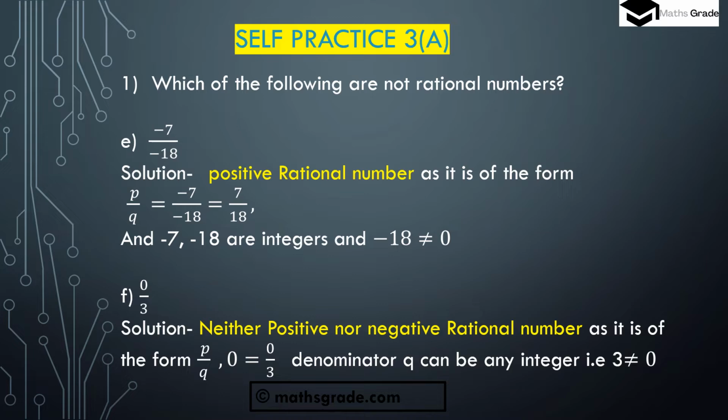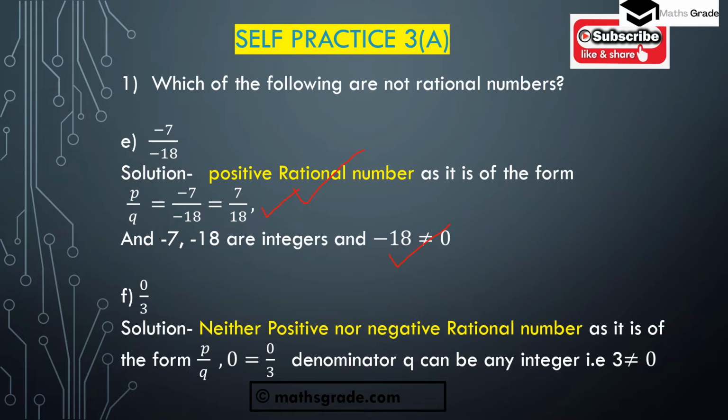Now we solve bit number E. E, minus 7 divided by minus 18. This is a positive rational number as it is of the form P divided by Q, that is minus 7 divided by minus 18, that is equal to 7 divided by 18. Minus and minus will be cancelled, so we get 7 divided by 18 and both 7 and 18 are integers and denominator Q, that is 18, is not equal to 0.